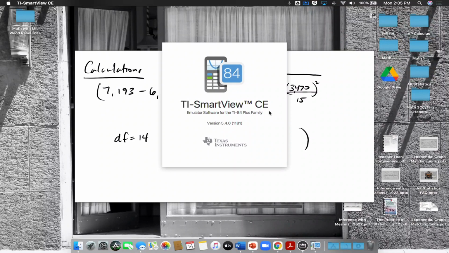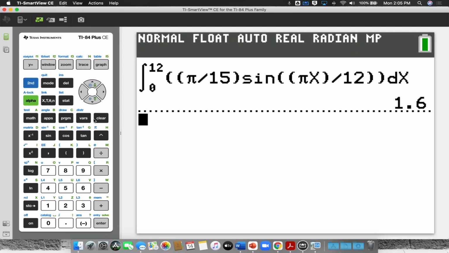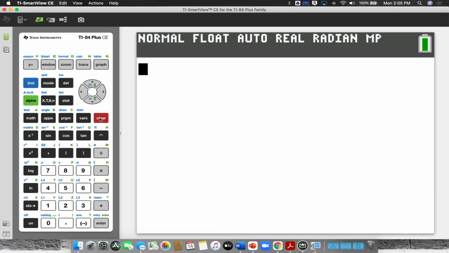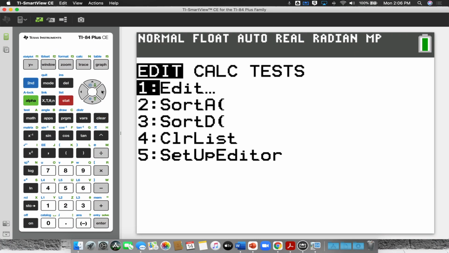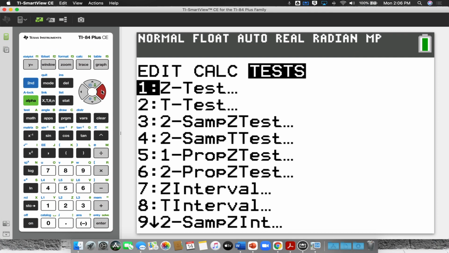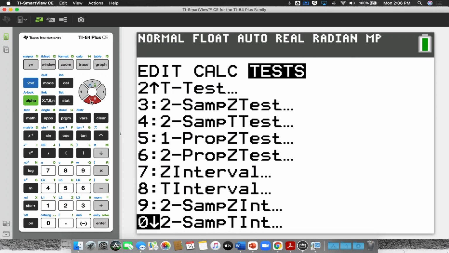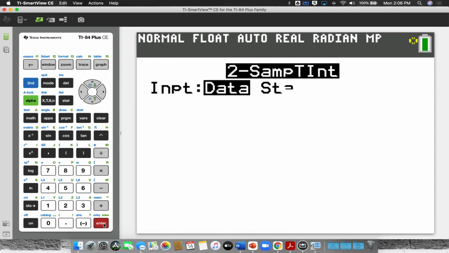let's see. So stat, test, through all the intervals and tests. Which tests are we going to choose? The one after 9? Yep. 2 sample T interval. It's not a proportion, so it's not 2 proportion. It's 2 sample T interval.